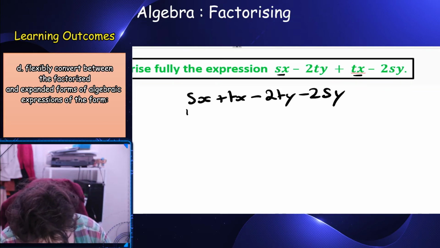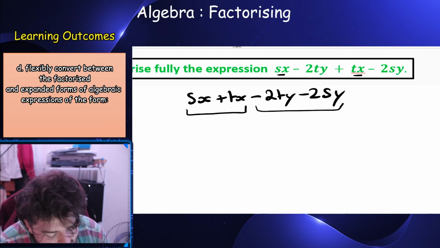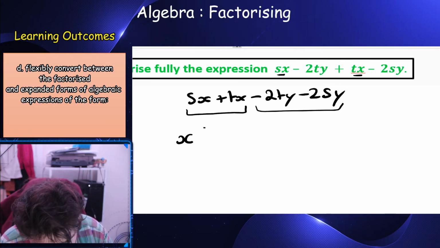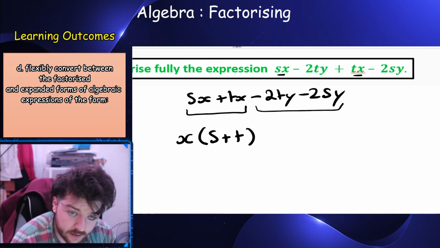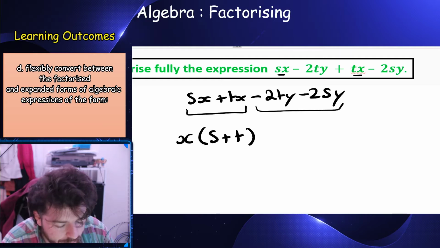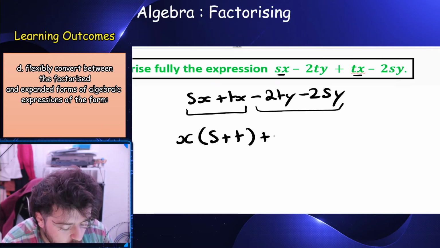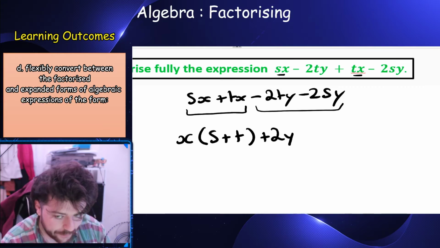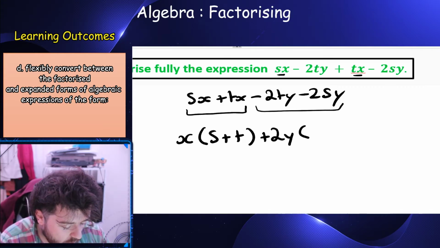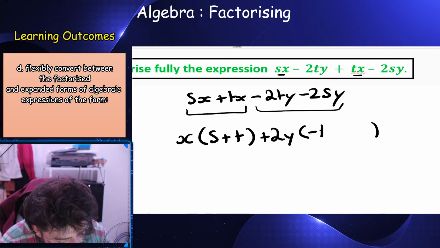So now I'm going to look at my terms here. So my first pair of terms, my second pair of terms. Sx and Tx, what do they have in common? They have an x in common. And in the bracket, I'm going to have s plus t. Then here, I have minus 2ty minus 2sy. So, be careful here. I'm going to take out a plus 2y. What am I going to be left with in my bracket? I'm going to be left with a minus t minus s.